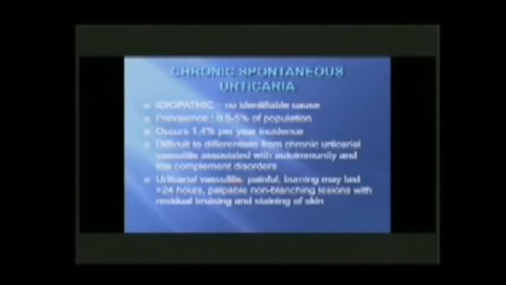Some classical historical features to differentiate CSU from urticarial vasculitis would be the presence of pain. Usually the urticarial lesions of vasculitis are painful, sometimes even presenting with a burning sensation. They usually last for more than 24 hours, and these lesions are palpable and non-blanching. There is residual bruising and staining of the skin.